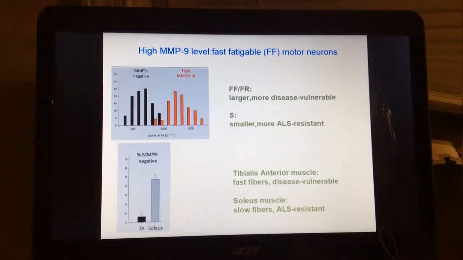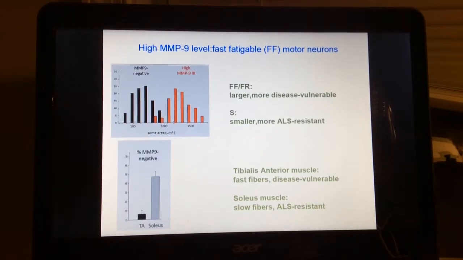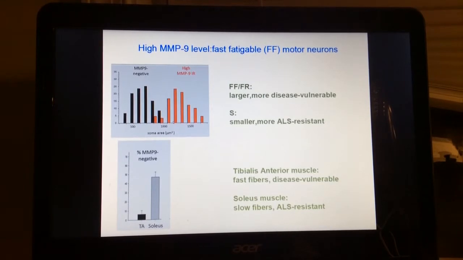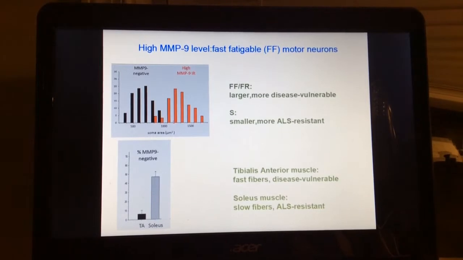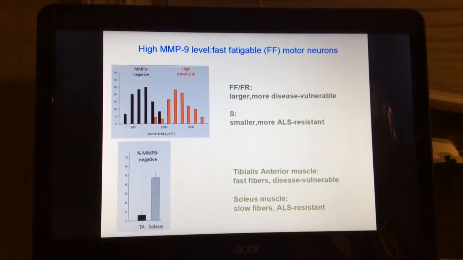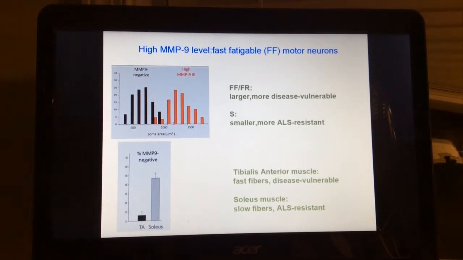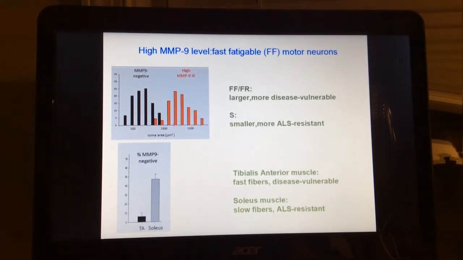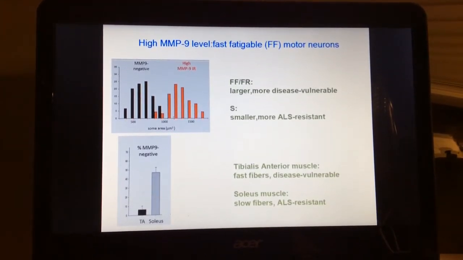To answer this question, she did two experiments. First, measure the size of the motor neurons. There are actually 3 subtypes related to ALS. Two of them, FF and FR, are bigger and more vulnerable than the other one, S. By comparing the size of MMP9 high or negative motor neurons, she found that the largest is the MMP9 positive, and the smallest is the MMP9 negative.